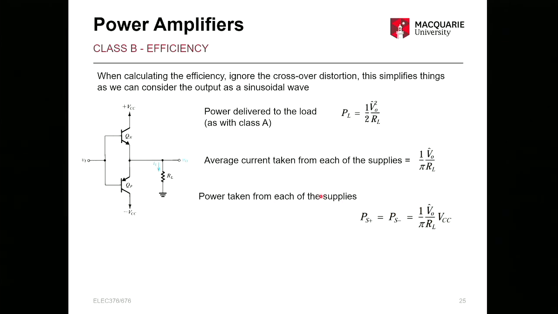And the power taken from each of the supplies is going to be the same. So this is your current, so your power is just times by the voltage, and that's in each, the PS plus and the PS minus. So total power is going to be 2 over pi times V peak over RL times VCC. There's your total. So it's that number and that number there that you're going to need for your efficiency.